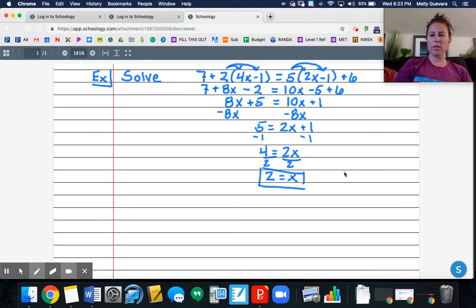Okay, so then the question is, what does this mean, right? Because I get a variable, this means that there's one solution. And that solution is 2.